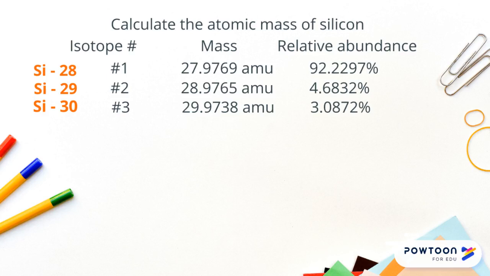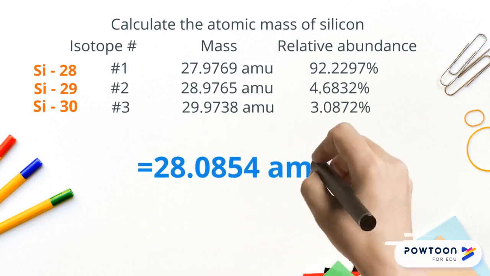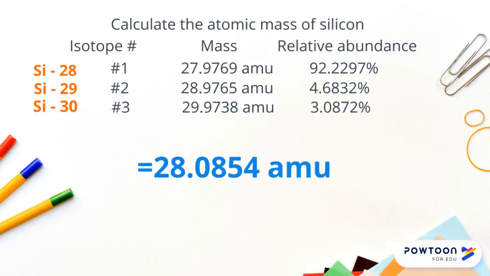The average atomic mass is 28.0854 AMU. Does this make sense? It does. We predicted the mass to be between 28 and 30, but much closer to 28. This simple check is very effective at catching calculation errors.